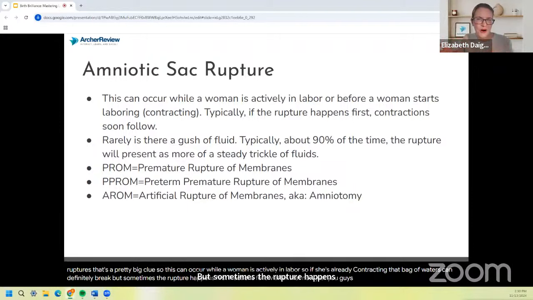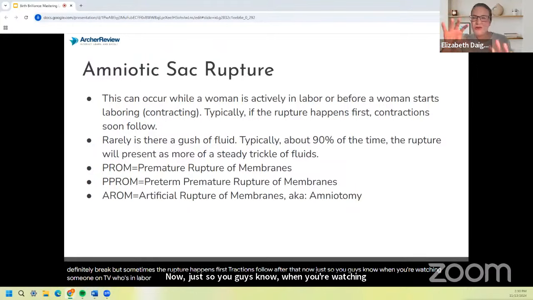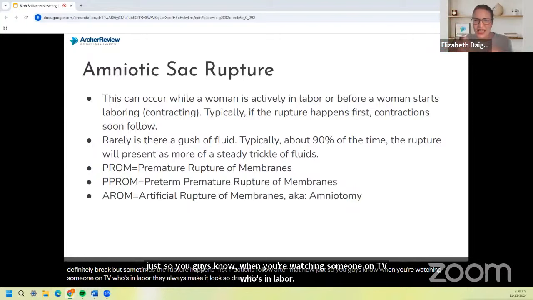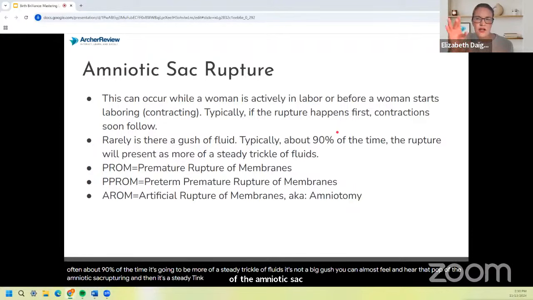Now, just so you guys know, when you're watching someone on TV who's in labor, they always make it look so dramatic. It's that big gush of fluid that's released. That actually doesn't happen very often. About 90% of the time, it's going to be more of a steady trickle of fluids. It's not a big gush. You can almost feel and hear that pop of the amniotic sac rupturing, and then it's a steady tinkle, tinkle, tinkle. If you were sitting on a toilet, you would just hear a steady trickling.